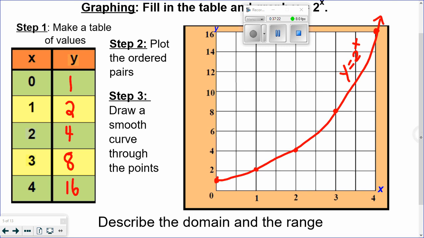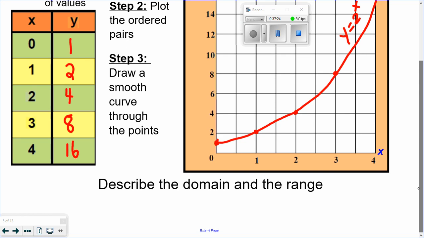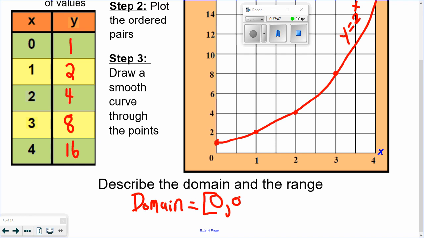So the domain is the measure of all x's. For this, the domain is basically what you're being asked to graph. So what's the domain of your graph? The domain of your graph is 0, because that's the first x, and it goes on to infinity.